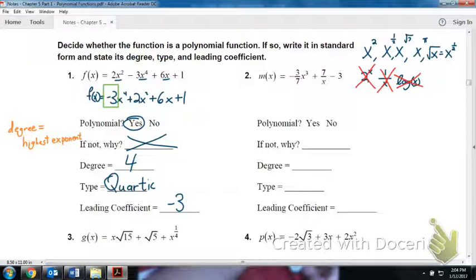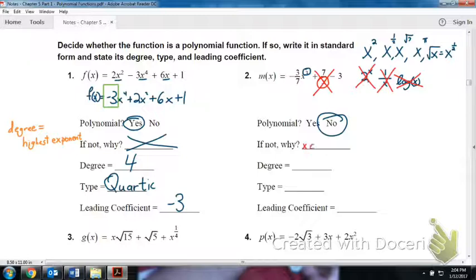Is this one a polynomial? The answer is no. Why? X has an exponent right there, but x is in the denominator right here. We cannot have x in a denominator. So this is not a polynomial. If not, why?